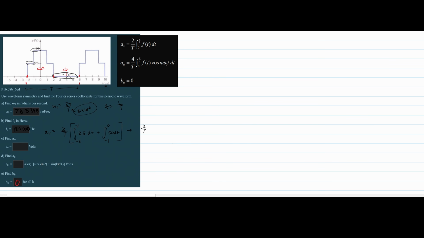We're going to have a 2T on the outside. And in fact, let's factor out a 25. If we factor out a 25, inside of here we're just going to have a t from -2 to -1 plus a 2, and then we're going to have t inside of here from -1 to 0. So this is that, and now we can start plugging in our values. We're going to have 50 over T. Inside of here, we are going to have a -1 minus a -2, so these are going to be added together. We're then going to have a plus 2. And then inside of here, we have a 0 minus a -1.